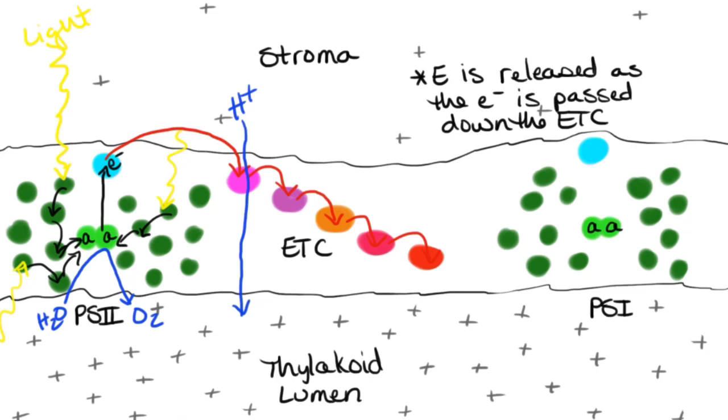Now, as I've illustrated it, we can see that up here in the stroma, we have a low hydrogen concentration compared to what we have down here in the lumen.